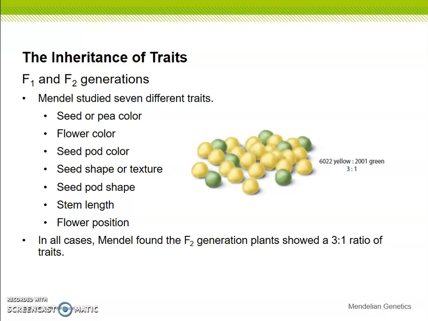Stem length, also called height of the plant, was it tall or short? And the flower position. Is it terminal or axial? Terminal means that the flower is at the very top of the plant, and axial means that it is about halfway up. In all cases, when Mendel looked at one of these traits, he always found that the F2 generation showed a 3-to-1 ratio.